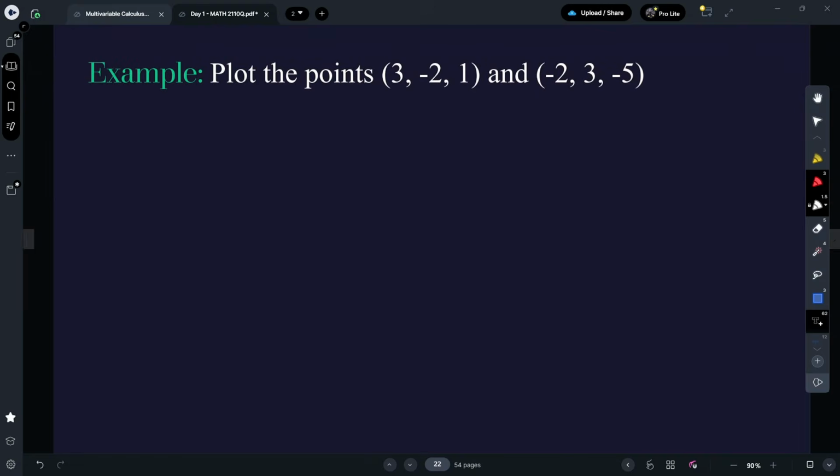So let's try to plot 2 points in 3D. It's difficult to draw things in 3D, but hopefully by doing it enough times, you're going to get used to this. So I'm going to plot the point 3, minus 2, 1 first. So let's do 1, 2, 3. It goes up to 5. So I'm going to put a 5 here. 1, 2, 3, 4, 5. And down below, 1, 2, 3, 4, 5.